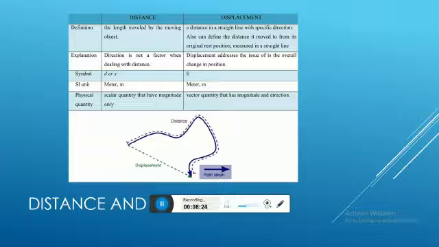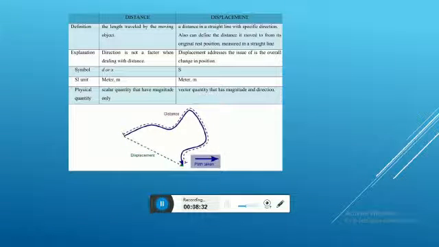Now the terms distance and displacement. Distance is actually the length of the path traveled by a moving object.